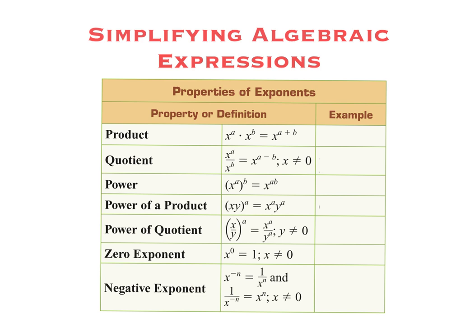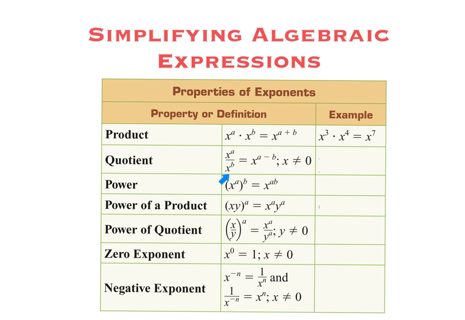As we move to simplifying algebraic expressions, we do have to stop and review our properties of exponents. With exponents, when we start multiplying, dividing, etc., we have to apply these rules so that we don't have to expand them every time. Our product rule states that if we have the same bases and we are multiplying them, we can simply add the exponents. An example here is if we have x cubed times x to the fourth, we can simply add those exponents and get x to the seventh.